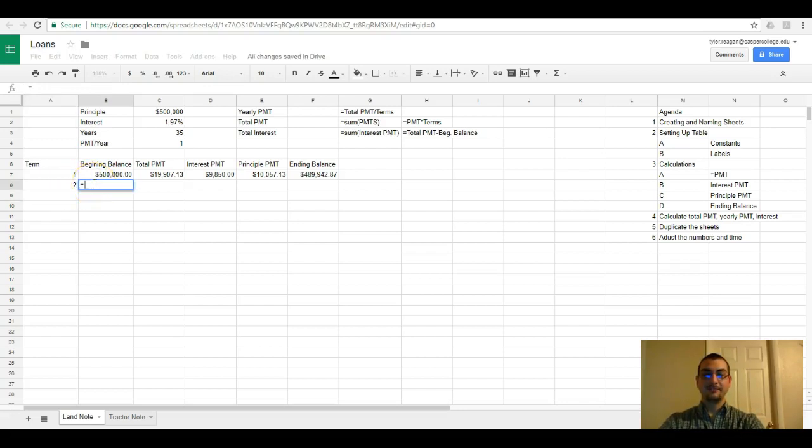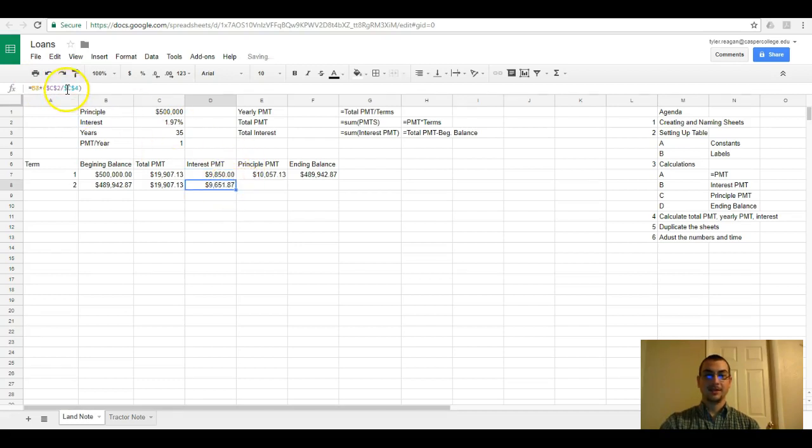So on the second payment, you go to make this second payment. Your beginning balance is now equal to your ending balance on the previous year. Now your payment doesn't change. You're going to make the same payment every single year, the same amount in payment every single year. So you can go ahead and drag that one down because the payment stays the same. Interest payment, because we locked this in, we're going to go ahead and drag that down too.